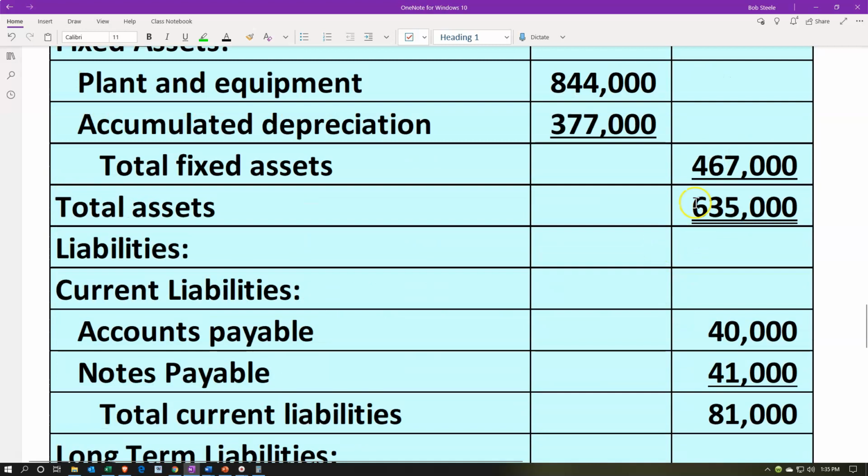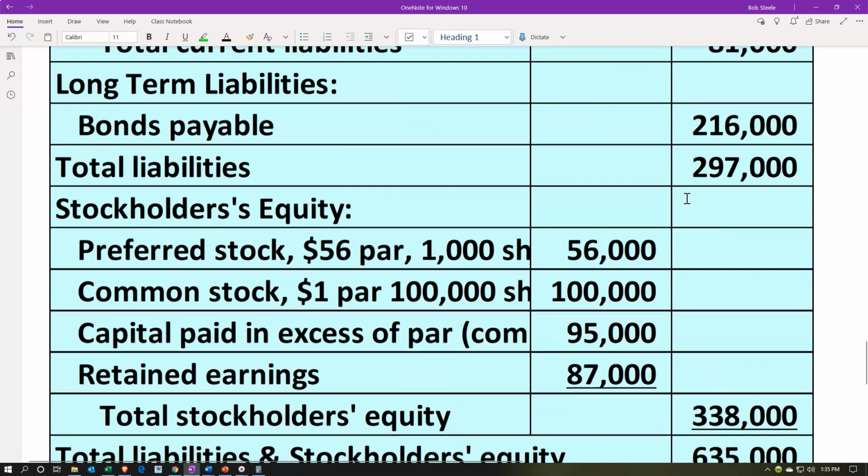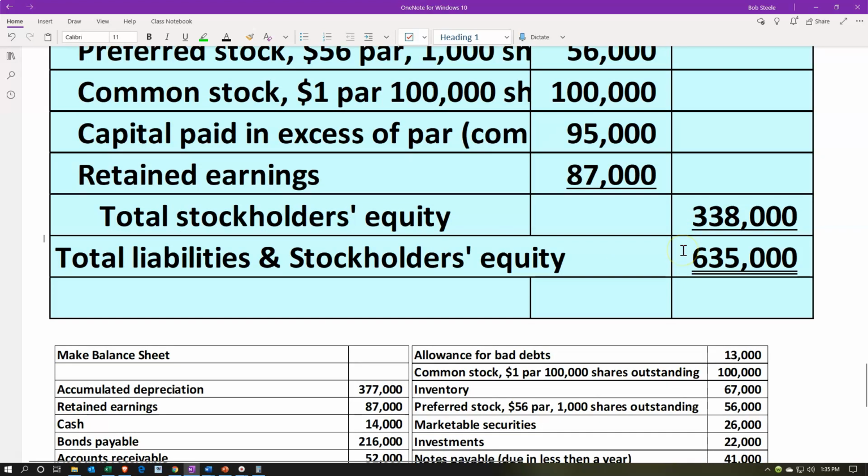I'm looking for total assets, which is this $635,000, needs to equal the bottom line of liabilities and equity, this $635,000. So you can still see it's in balance, but it's not quite as nice and side by side in that format. But it's very common for financial statements to be presented in a vertical type of format such as this as well.